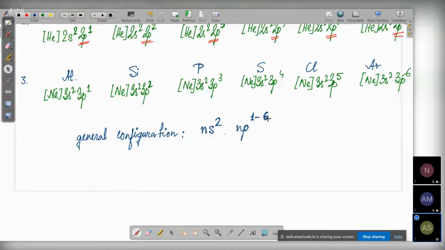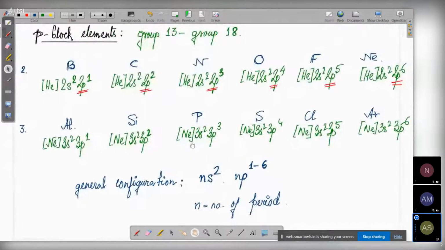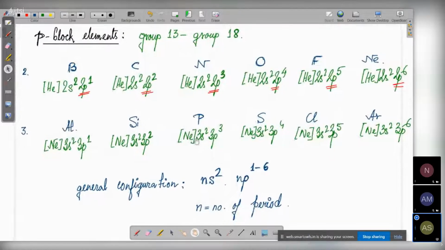That is why it is ns2 np1 to 6, where n is the number of the period. Since the valence electrons are entering the p orbital, they are called the p block element, and the general configuration of these elements is ns2 np1 to 6. Is it clear to you? Yes, sir.